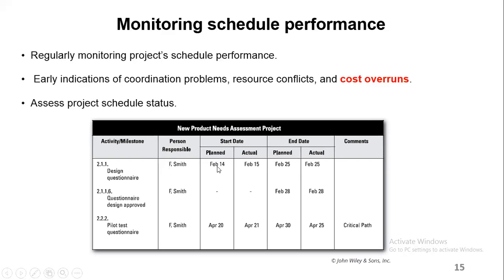Like this activity was planned to start on the 14th, but then it actually started on the 15th instead. Nonetheless, the end date was planned to be done on the 25th, and it was actually completed on the 25th. So it means even if they did not start on exactly that date, they still completed that activity of designing a questionnaire. It was completed on time. So you need to monitor all the activities like that. Then you also check if it's in the critical path. This is why the critical path that you're doing is important. It comes in again. It depends on the project you're working on.